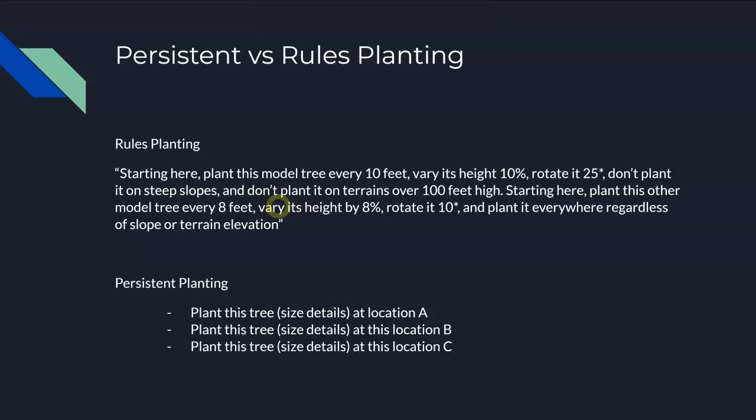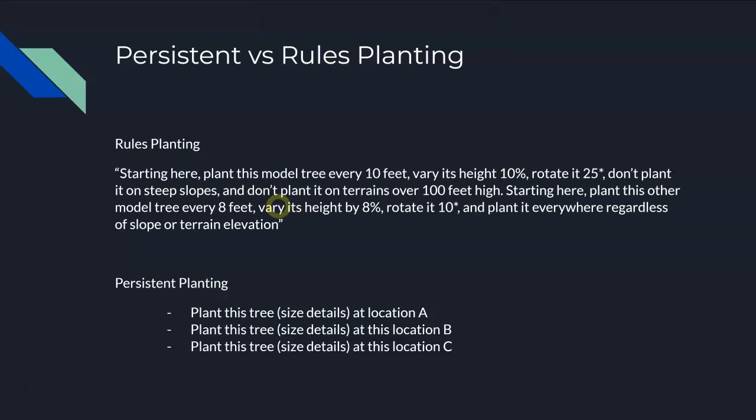Rotate it 10 degrees kind of randomly, and then plant it everywhere regardless of how steep the terrain is or how high or how elevated it is. So then you can see that VSPro will use that information and bam, it just plants everything for you, and you've got this big area covered by your maples and your oak trees now.